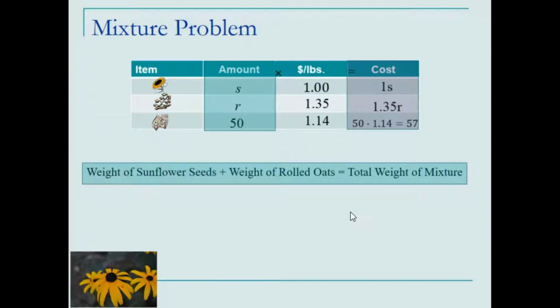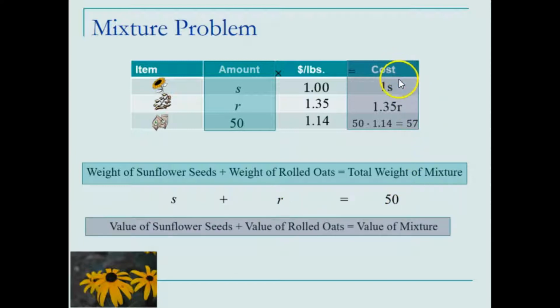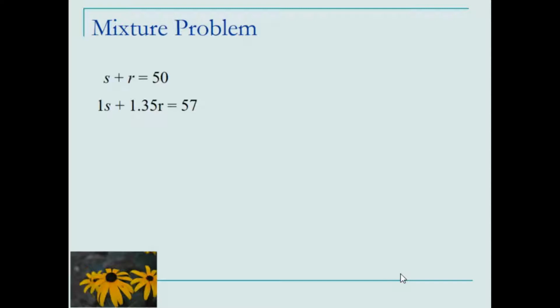So for the first equation, taking the amounts, we'll take the weight of the sunflowers plus the weight of the rolled oats is equal to the total mixture. And using our costs, we'll take the value or cost of the sunflower seeds plus the value of the rolled oats will equal the cost for the mixture. So here are the two equations that we just generated. The first one talks about the weights. The second one talks about the value or the cost.